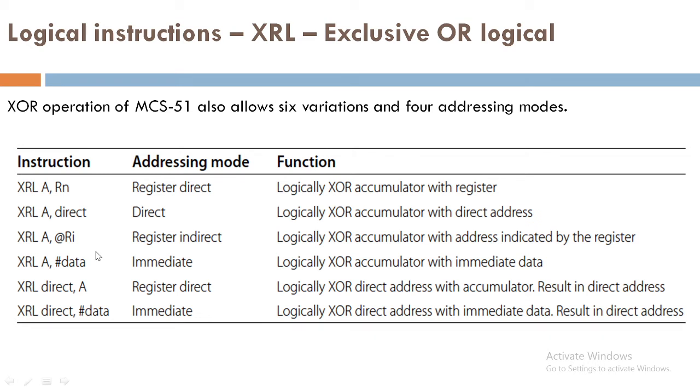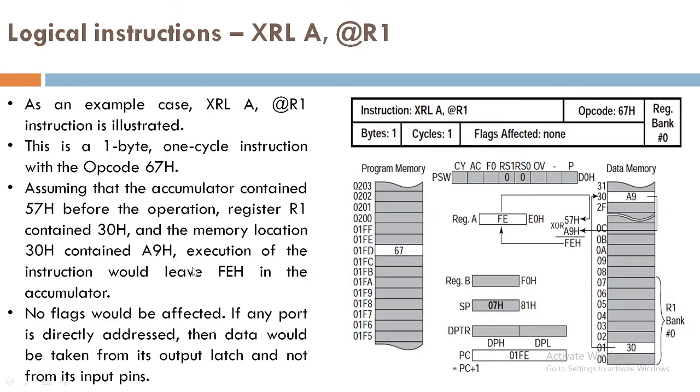The operations remain the same as in the case of ANL as well as ORL. What I am doing is taking up one instruction at a time and trying to relate it with the addressing modes. So now what we are going to see here is XRL A comma @R1. We definitely know from our previous discussions that @R1 is only possible for the register bank 0 registers, R0 and R1.